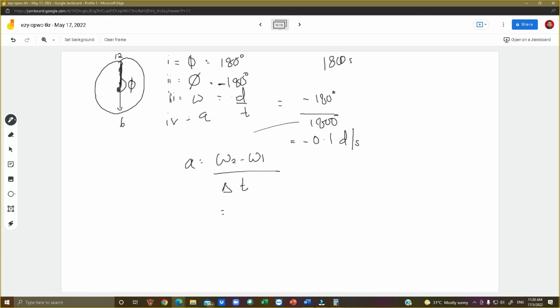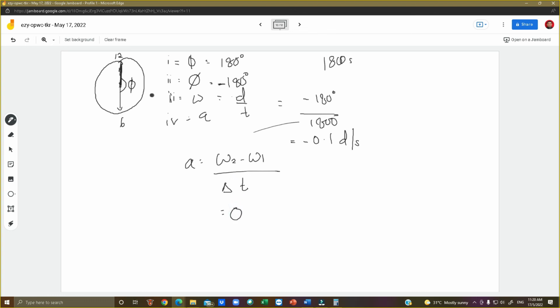Ada acceleration tak dekat jarum jam? Is there any acceleration at the clock hand? Is there any acceleration? Ada tak ada? Tak ada. Kenapa tak ada?